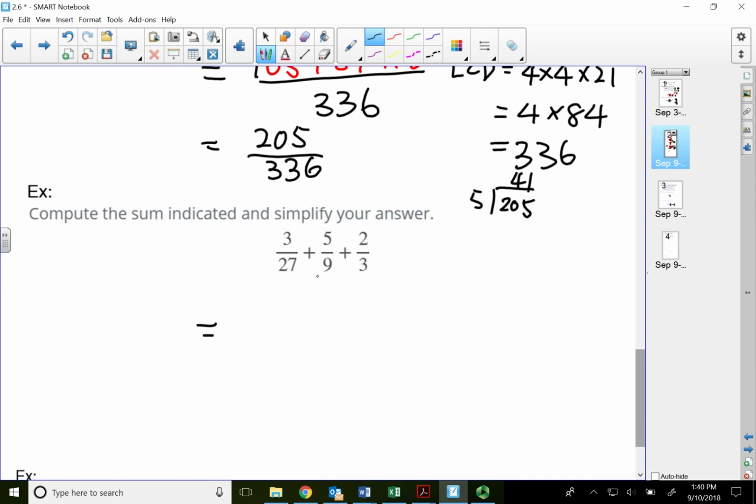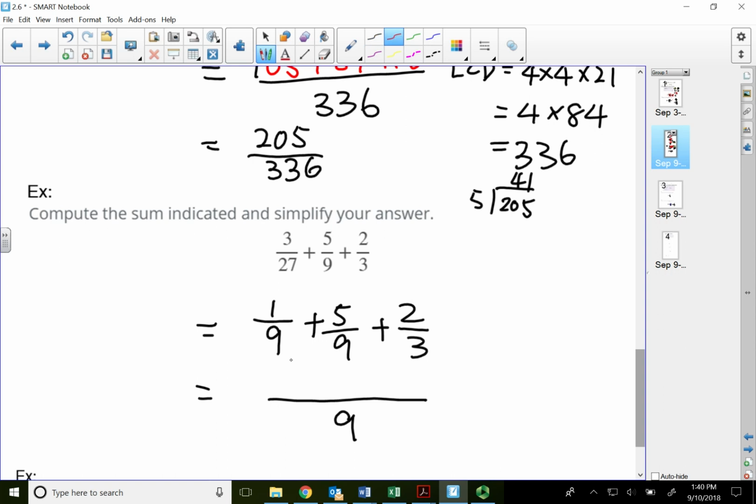LCD between, see here again, 3 over 27 can be reduced. So I'm going to do that. That's 1 over 9, isn't it? Plus 5 over 9 in the middle, plus 2/3. So the LCD between 9 and 3 got to be 9 itself. So the equivalent fraction of 1 over 9 with a new LCD, 9 going into 9 only one time. 1 times 1 is 1. Plus 9 going into 9 one time.